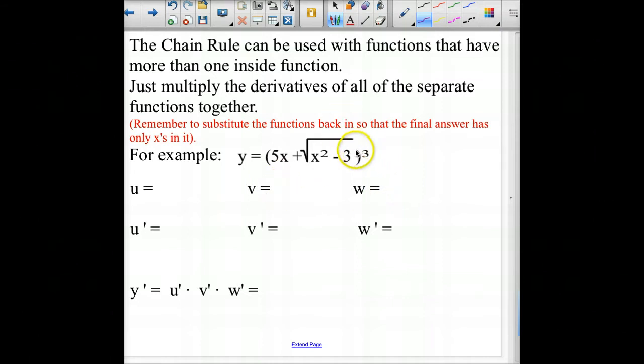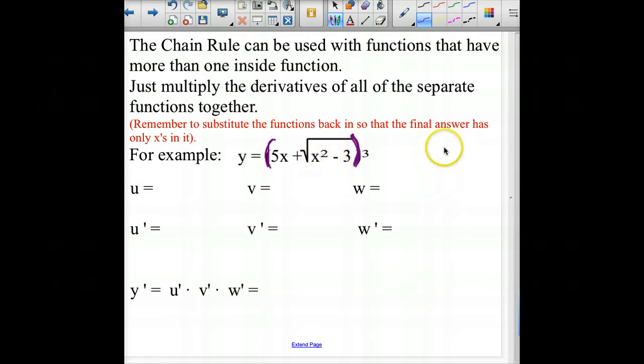Let's think about what's going on here. We've got this power of 3, which is on this whole thing. So that's the very outside function. Then we've got 5x plus the square root of something. That's the middle function. And then the very inside function is the x squared plus 3.